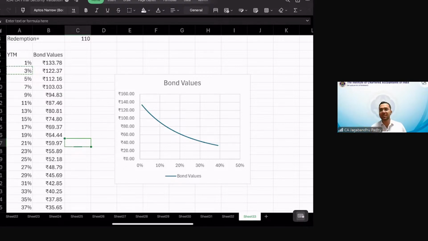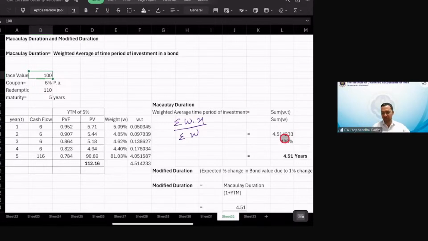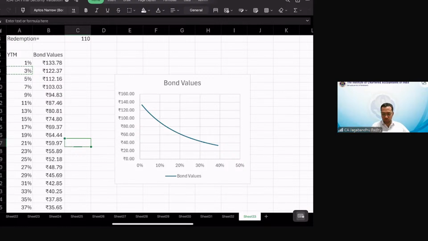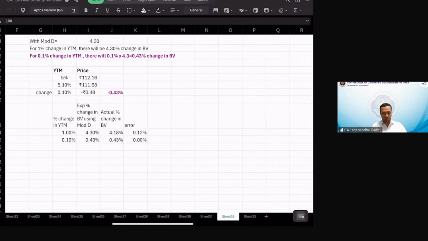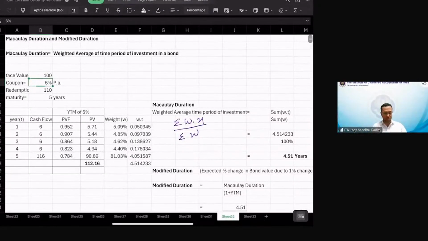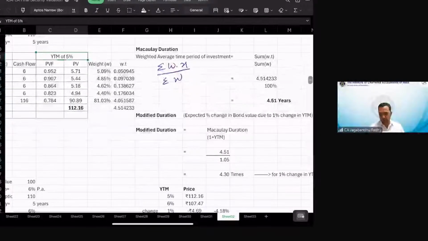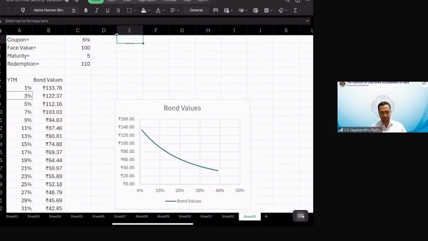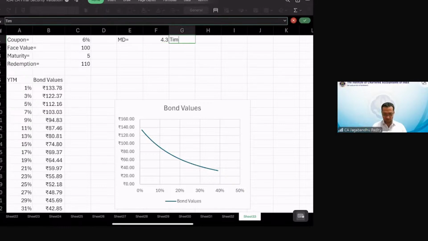Now, because of this curvature, we were observing this error in our previous class. When we were purely using the modified duration, we were observing this error of 0.12% because of this curvature. Now, let me just take help from here. Initially, we had a coupon, the YTM was 5%, and we were trying to change it, and we had the modified duration to be 4.30. Okay. So I'll just use it over here. We had a modified duration of 4.30 times.